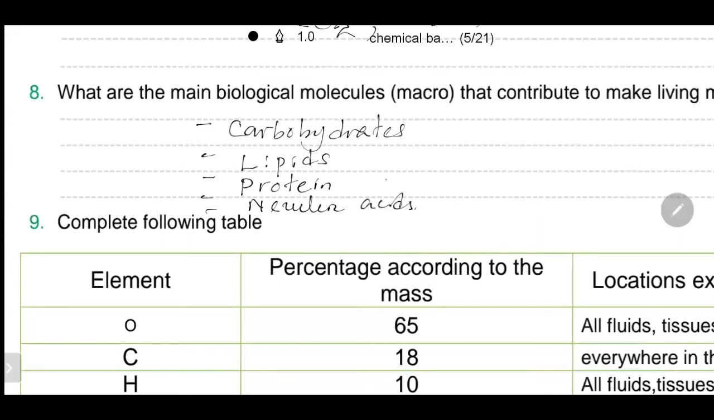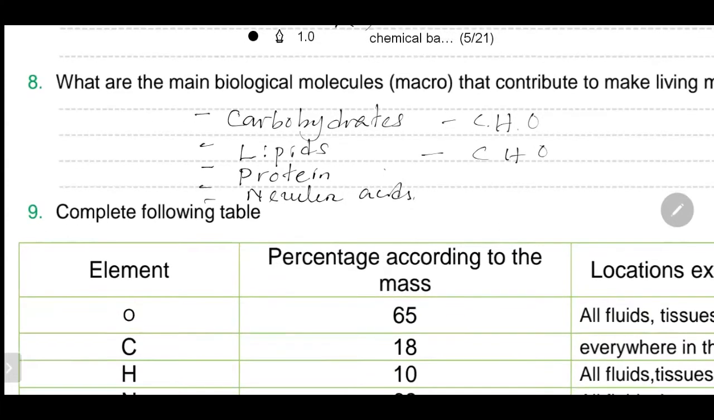Nucleic acids. Okay, constituents of carbohydrates: CHO, carbon, hydrogen, oxygen. Lipids also carbon, hydrogen, oxygen. Only difference is the ratio between these constituents. Protein, again carbon, hydrogen, oxygen. And sometimes you can observe mainly nitrogen and sometimes sulfur. Nucleic acids, again carbon, hydrogen, oxygen, and nitrogen. As it consists of phosphate groups, there's phosphorus. Okay, so these are the major constituents of major biological molecules.